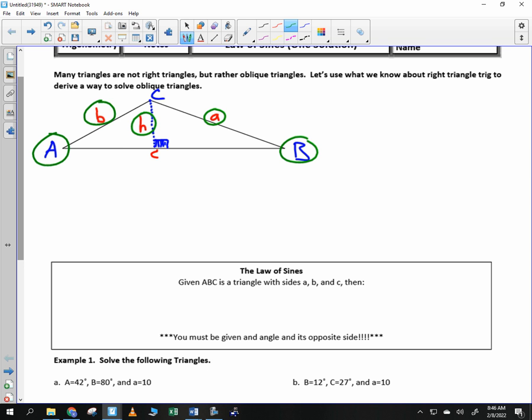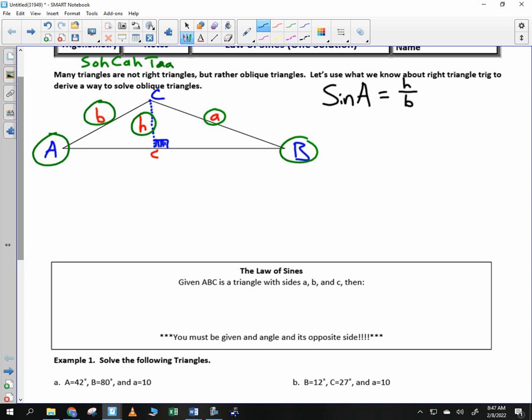Can somebody tell me what is the trig function that deals with angle A, side H, and side B? Does anybody know if you would use sine, cosine, or tangent in that situation? Why? Very good. Look at this. So Greta says if I'm talking about angle A, I'm going to use sine with H and B. Watch me write the expression. Sine of angle A is equal to side H over B.